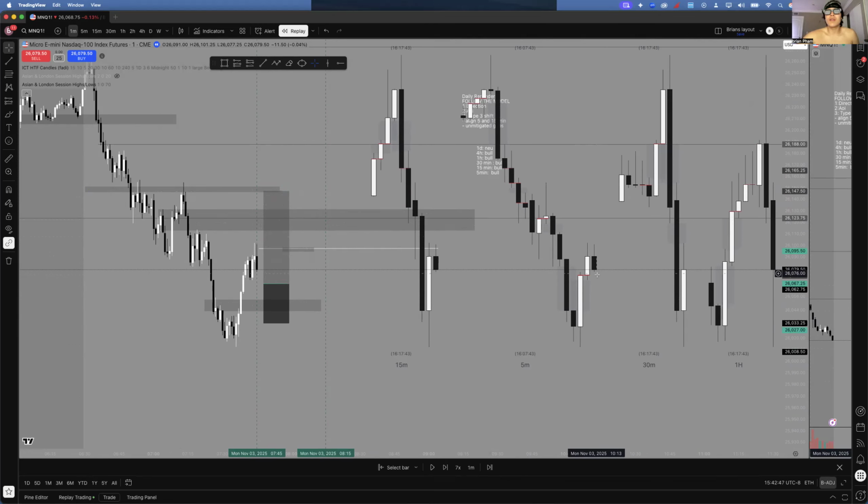So would you rather buy the breakout above this high or would you rather find a shift on the lower time frame to then predict this higher time frame candle flipping, to then get more of a range and a better risk to reward? So that's kind of my thought process on candle behavior.